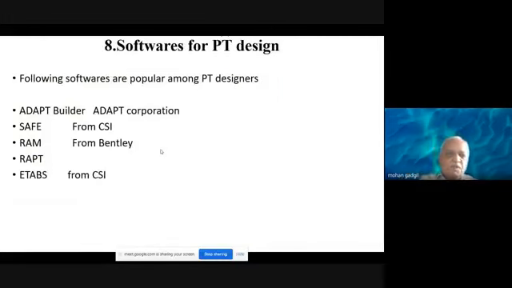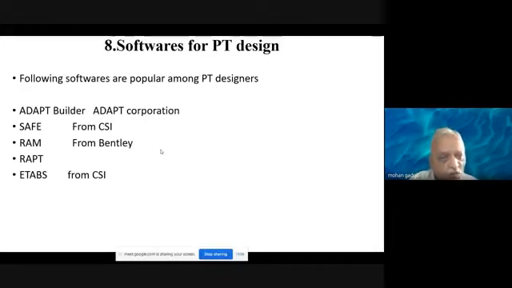Now we shall go to the main topic of interest to us, that is the software for PT design. We have got various software available. ADAPT, I think recently you were exposed to this ADAPT software. It is one of the software which is used widely in industry.